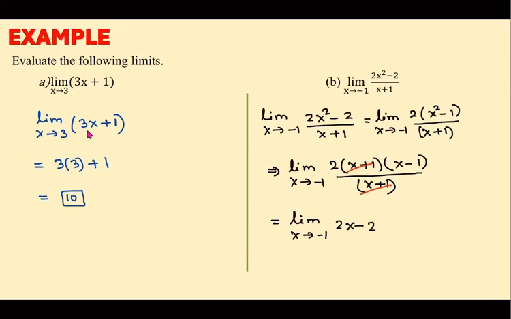Just like in the first part, we get a linear function. When you have a linear function, we can just substitute and find the value of the limit. So that will be equal to 2 times -1 minus 2, which is -2 minus 2, that's -4. So we can factor and cancel the term that makes the denominator 0, and then do the direct substitution and get the limit. Okay, that is our first example.